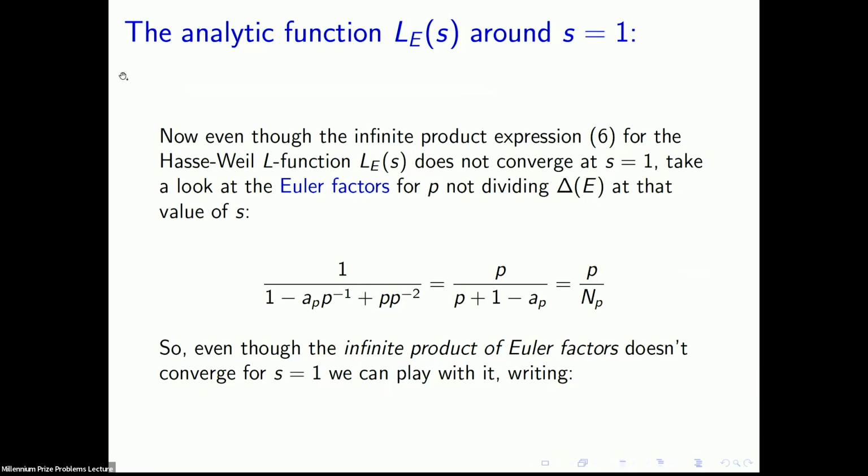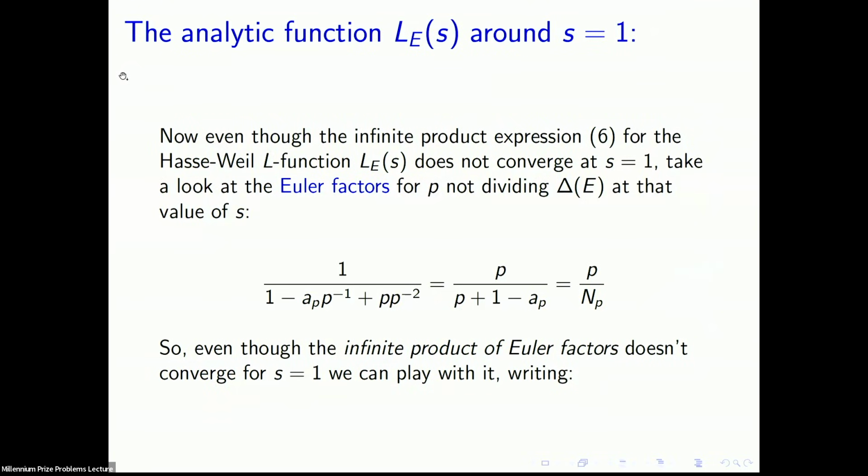Okay, so the analytic function LE of s around s equals 1. Well, it's an analytic function. It has a behavior. But even though the infinite product expression for the Hasse-Weil L function doesn't converge at s equals 1, the analytic continuation still exists. And so it might be fun to take a look at the Euler factors for p not dividing the discriminant, at that value of s, at s equals 1. And that's what it looks like.